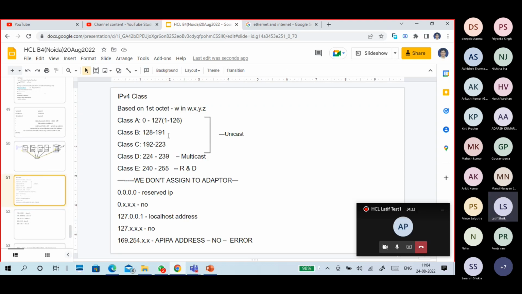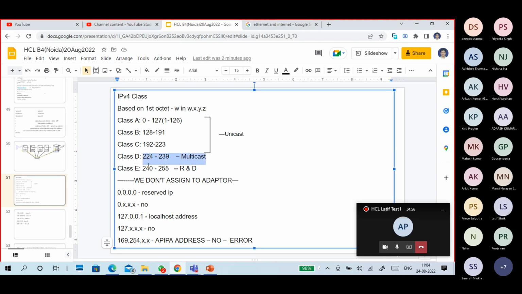Class A is 0 to 127. In certain textbooks it shows 1 to 126. Class B is 128 to 191, Class C is 192 to 223, Class D is 224 to 239, which is a multicast address, and Class E is 240 to 255.